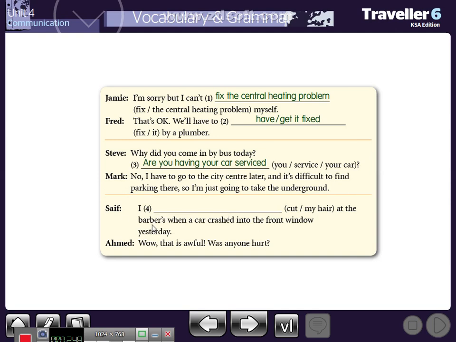Number 4. Sam: I blank cut my hair at the barber's when a car crashed into the front window yesterday. Ahmed: Wow, that's awful. Was anyone hurt? In this sentence we use, yes, of course, we also use the causative form. We can say that I was having my hair cut. I was having or getting my hair cut at the barber's when a car crashed into the front window yesterday.